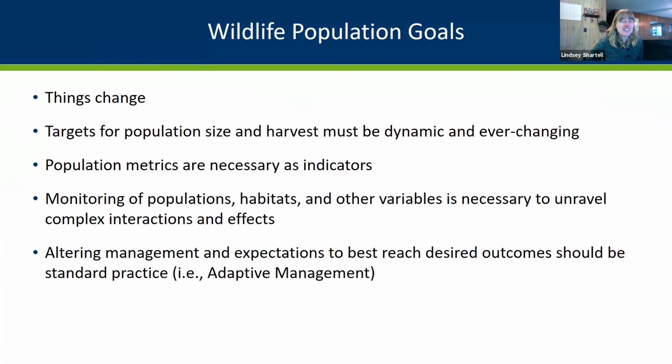So what does that all mean? Things change. Targets for population size and harvest must be dynamic and ever-changing. Population metrics are necessary as indicators to help guide our work, and monitoring populations, habitats, and other variables is necessary to unravel the complex interactions and effects that influence how we manage wildlife and habitat. Altering management and expectations to best reach our desired outcomes should be the standard practice.